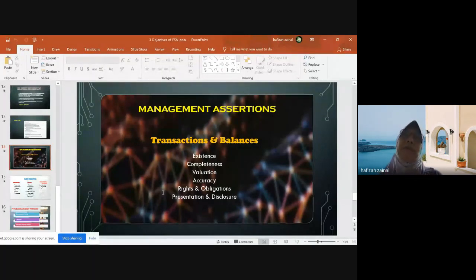Now I'm talking about balances. In terms of the balances, let's say for instance, accounts receivable as at a particular year end, we know that a particular customer owes the company 100,000. However, we know that the 100,000 comes from many transactions, many sales that you have with that particular client.